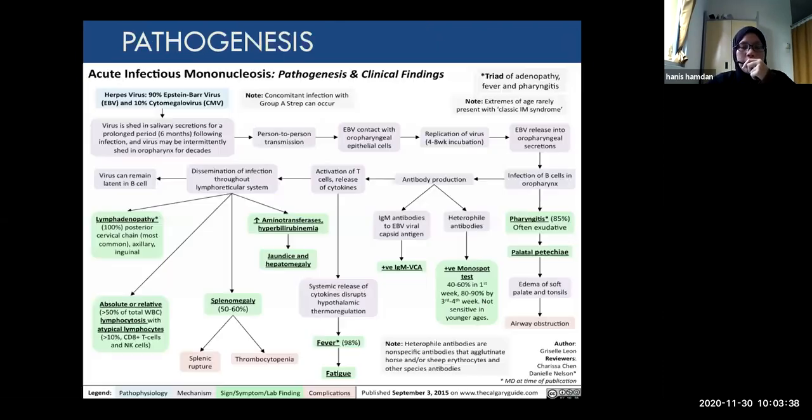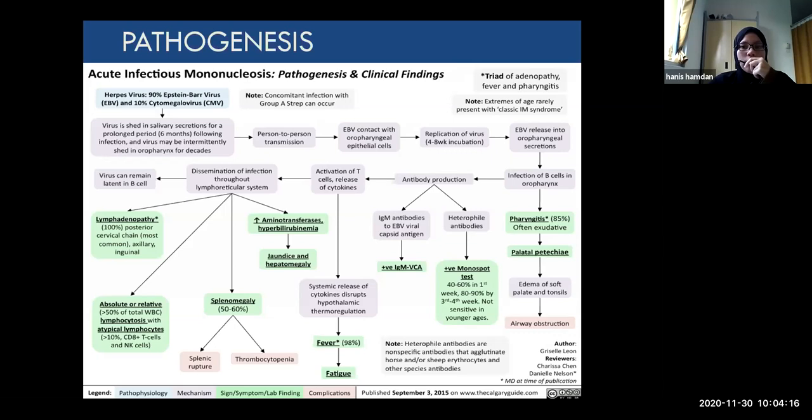Next is pathogenesis. As we know, the Epstein-Barr virus is shed in salivary secretions for about 6 months following infection. After that, it is transmitted from one person to another via salivary secretions. Once the virus gets in contact with oropharyngeal epithelial cells, it will replicate and be released into the oropharyngeal secretions. After that, the virus will infect the B cells in the oropharynx. This will cause the clinical manifestation of pharyngitis.